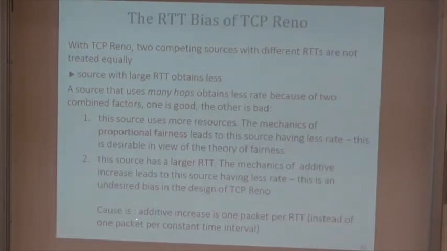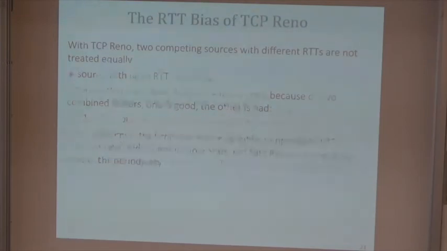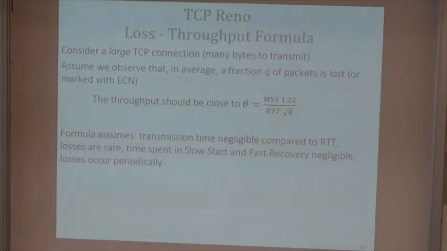Right. We can put the finger on the cause of this: the additive increase is 1 packet per RTT. So if your RTT is very large, you increase less fast than if your RTT is small. So we're doing additive increase, multiplicative decrease, but the amount by which we increase per unit of time is smaller than when we have a small RTT. So that's the reason.